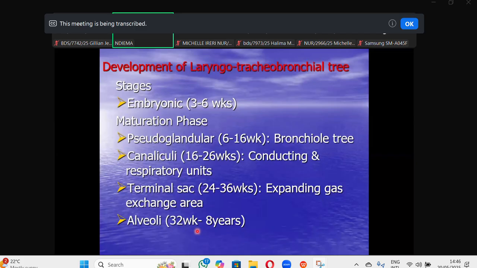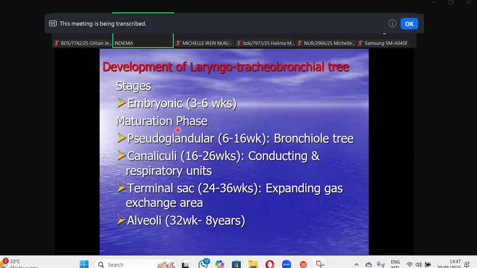So remember, embryonic stage, pseudoglandular stage that looks like a gland, canalicular stage where we have more ducts, terminal sac stage, and the alveolar stage. The entire development of the epithelial lining of the respiratory tract is from the endoderm of the foregut. It develops from the endoderm of the foregut.